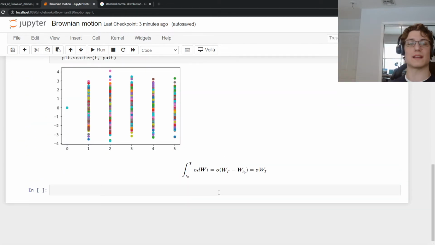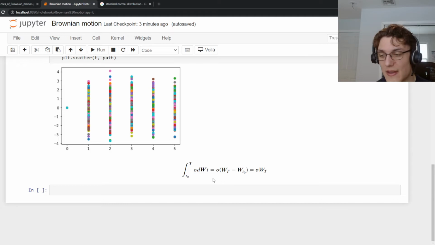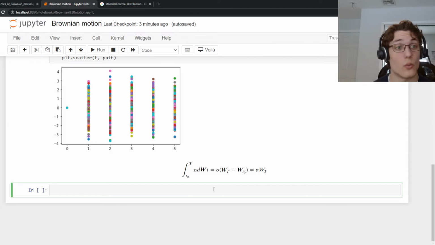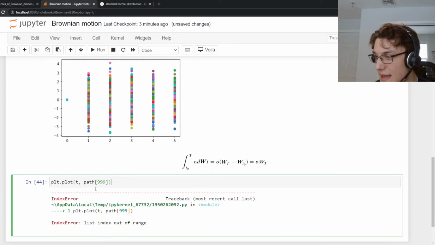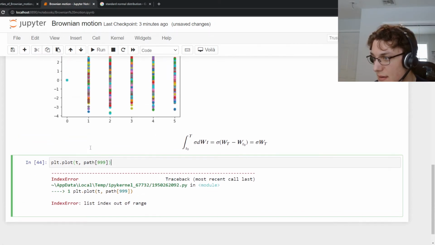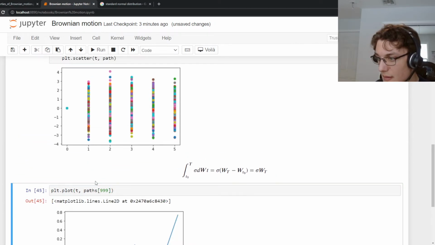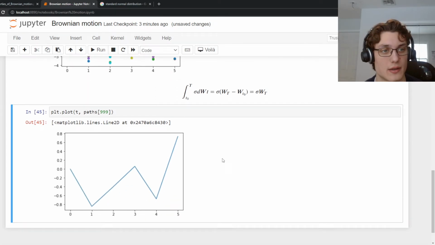So if we were to try to compute this value, we could, if we had one realization of a sample path, which we do. This is one realization of Brownian motion. So if we wanted to find this integral of this realization, then all we have to do is find the endpoint of the Brownian motion.